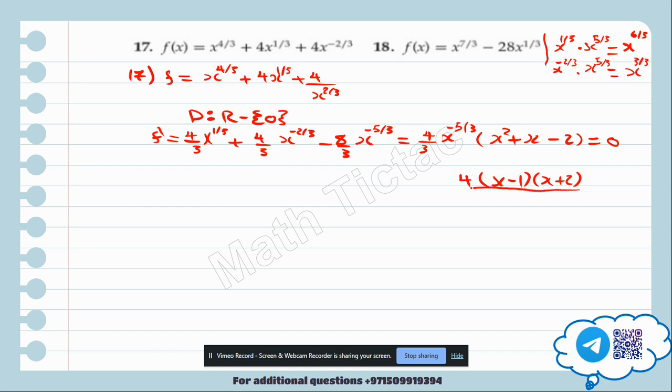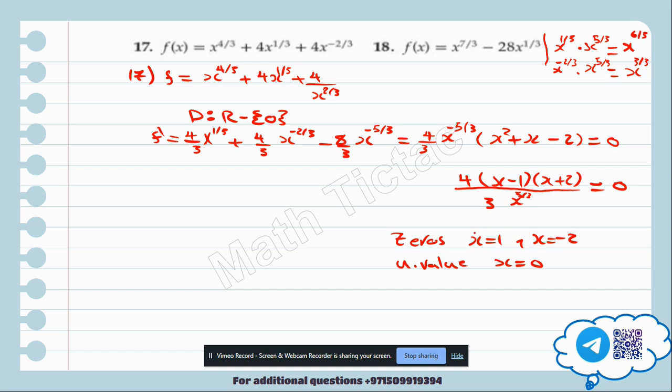So over 3 multiplied by x, if we want to take this downward, it will be positive 5 over 3, now equal to 0. Now from the numerator, I will get x equal to 1 and x equal to minus 2. These are the zeros. And the undefined value from the denominator, from making the denominator equal to 0, x to the power 5 over 3 equal to 0, that will give me x equal to 0 directly.